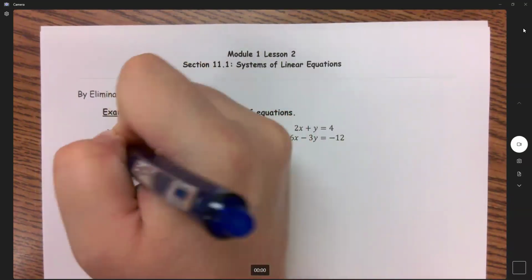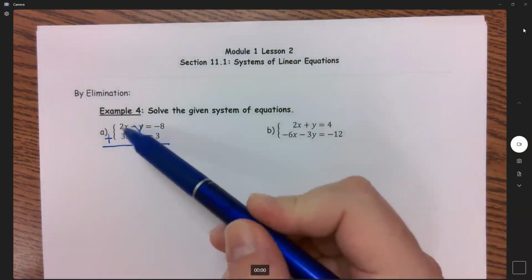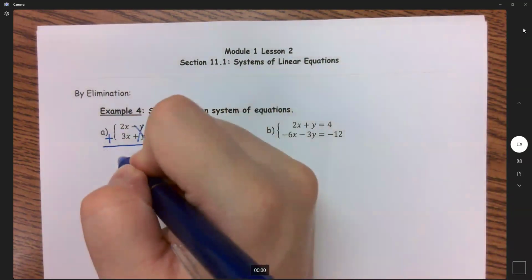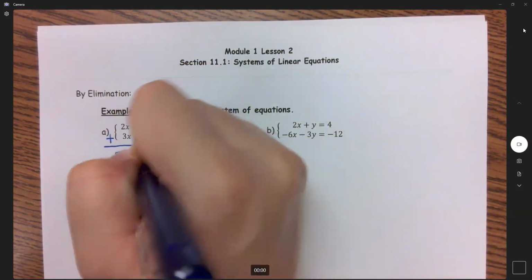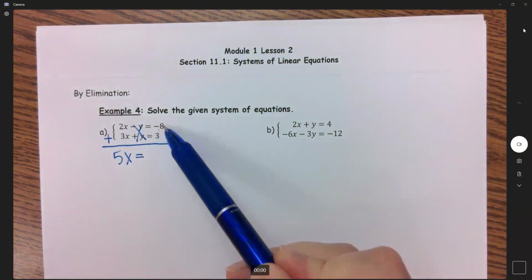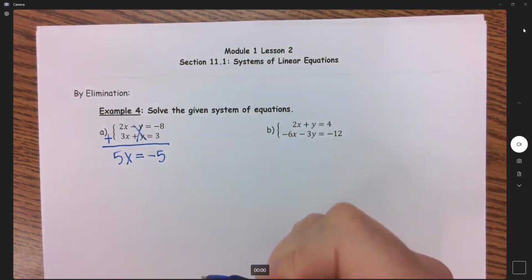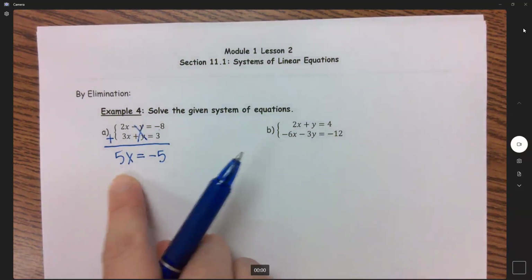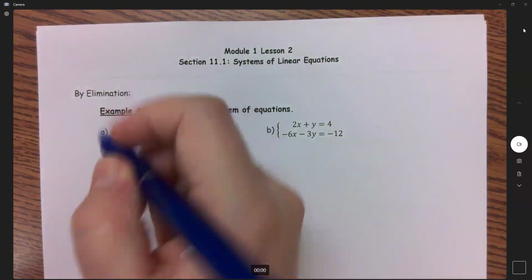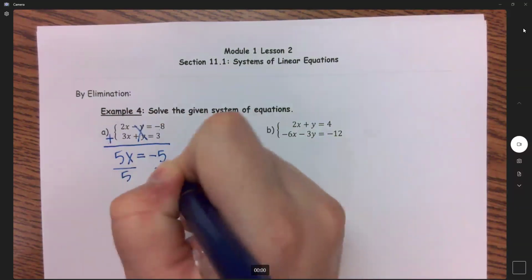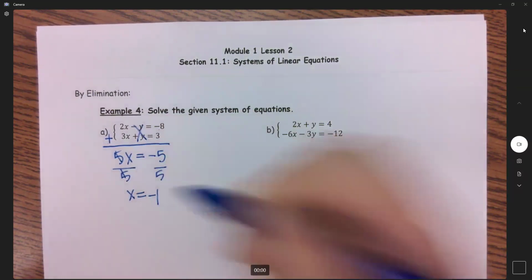Now you're going to add what is left. So 2x plus 3x gives me 5x. -8 plus 3 gives me -5. And now I have one variable since I have eliminated my y's. So now we'll divide everything by 5 and we get x equals -1.